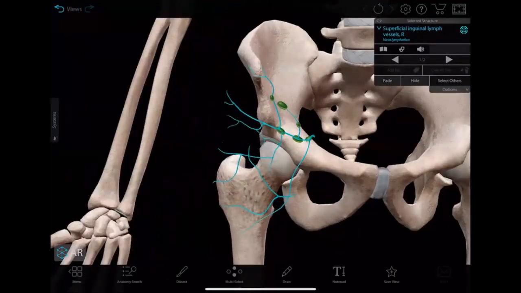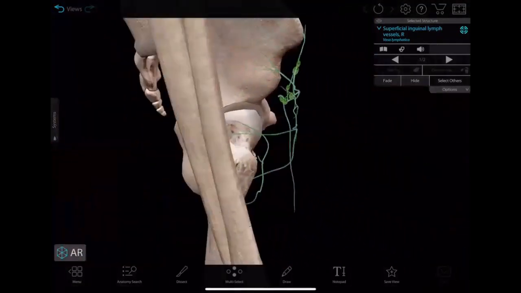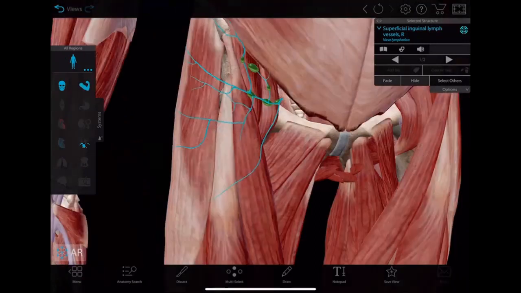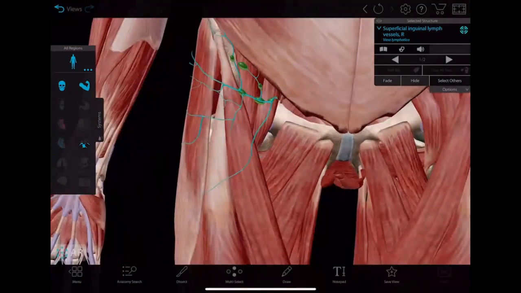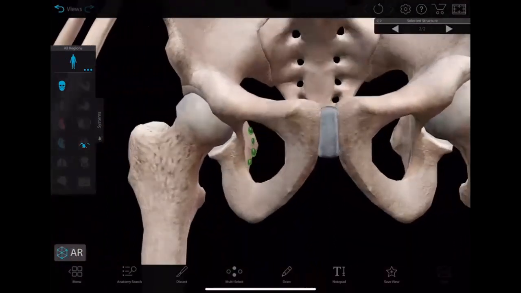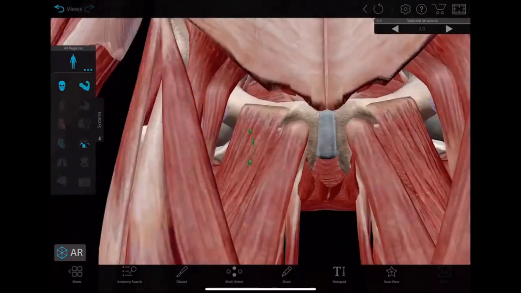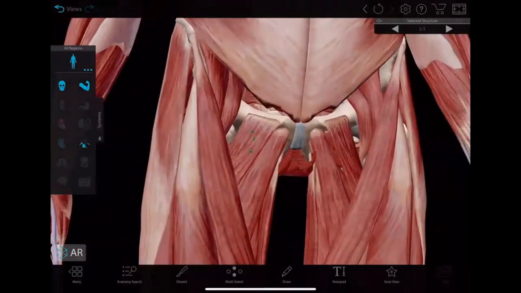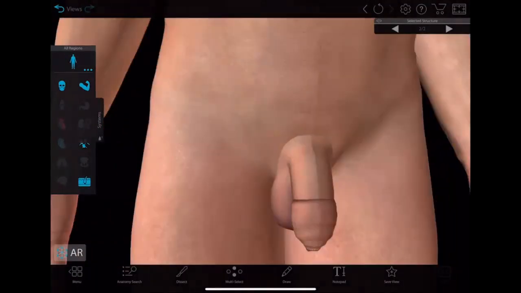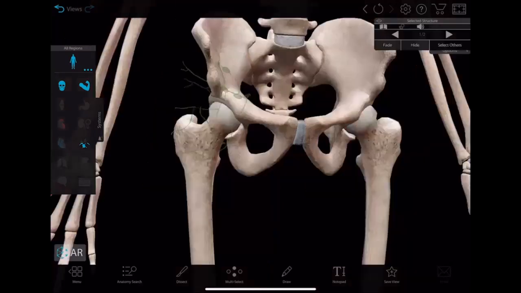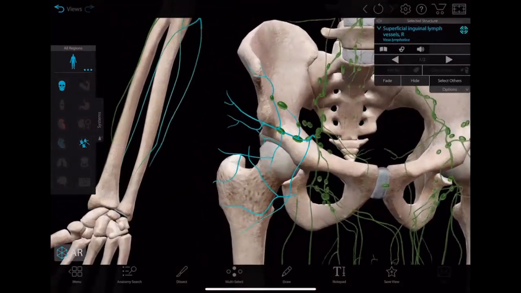So you see, those are the superficial inguinal lymph nodes, right? They are superficial. So they are the superficial inguinal lymph nodes. Okay, and those are the deep inguinal lymph nodes. Okay, so ideally they should not be visible, right? Okay, so they are not visible.